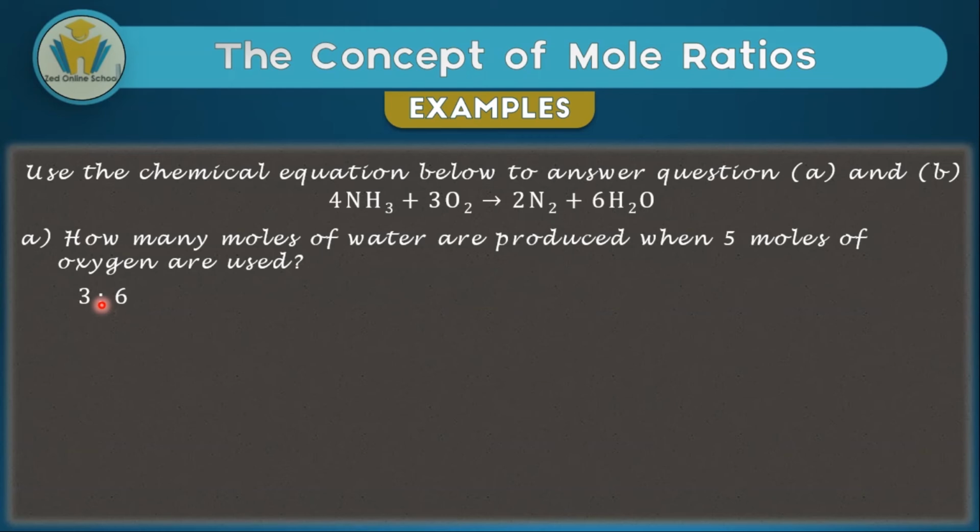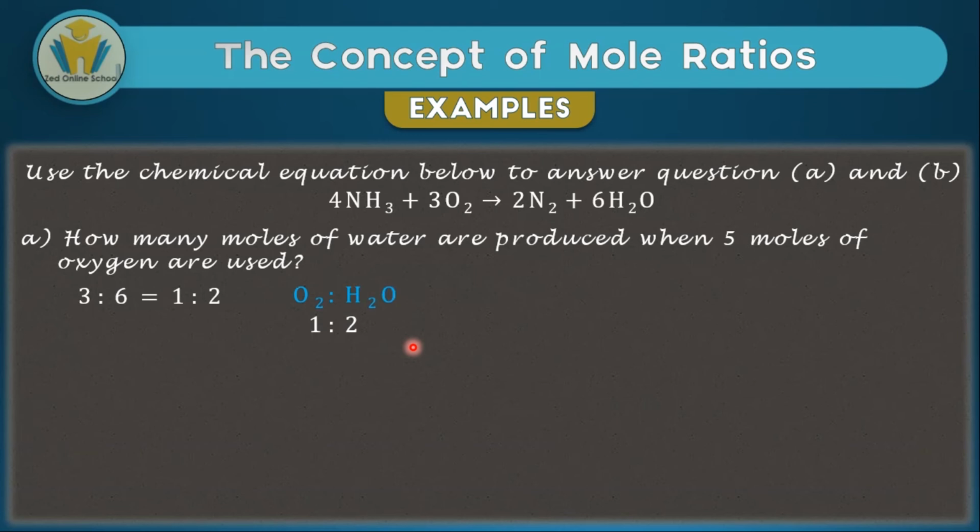Remember, if we have a number that can go into both of these, we are just going to divide by that number and get this ratio simplified. You can see 3 can go into both numbers, therefore our simplified ratio will be 1 to 2. Meaning, if we have 1 mole of oxygen, we will need 2 moles of water. Now, this 1 to 2 is a very important ratio that will enable us to find the moles of water that will be produced when we have 5 moles of oxygen.